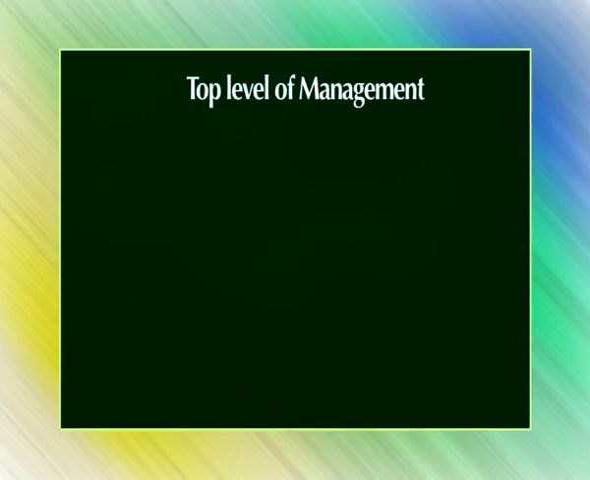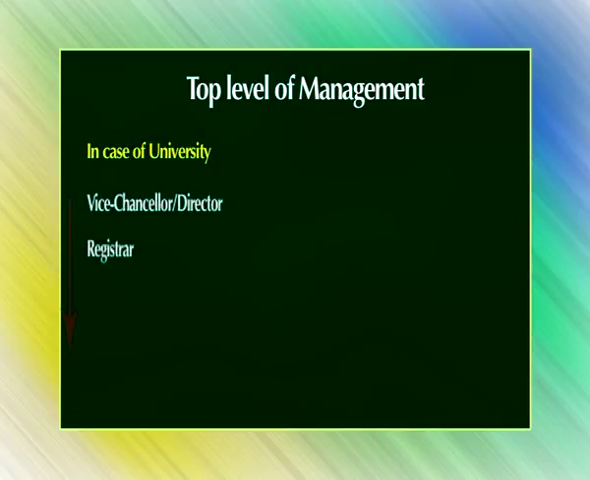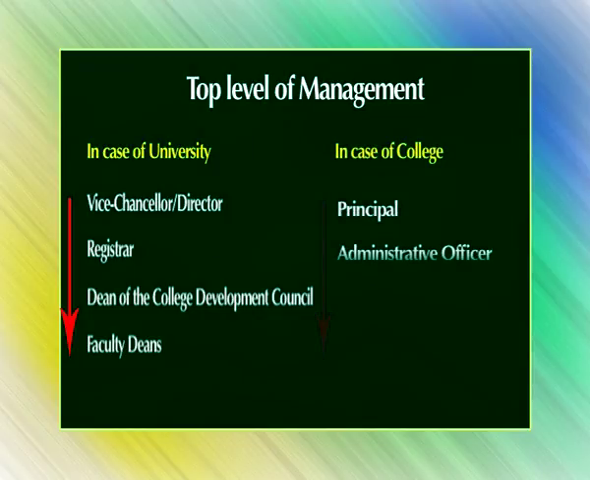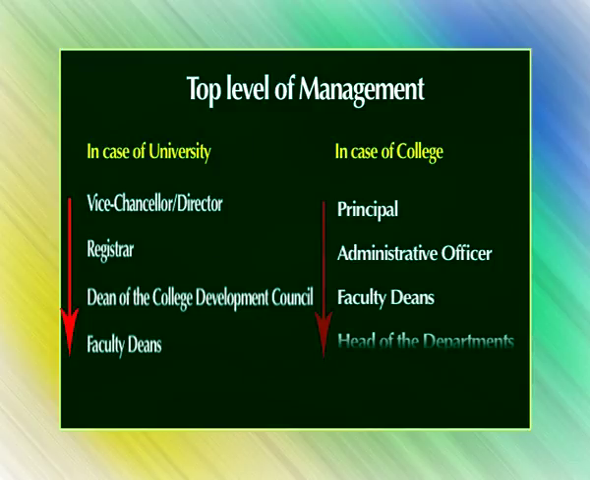Top level of management. Top level of management in case of university: vice chancellor, director, registrar, dean of the college development council, faculty deans. Top level of management in case of college: principal, administrative officer, faculty deans, head of the department.